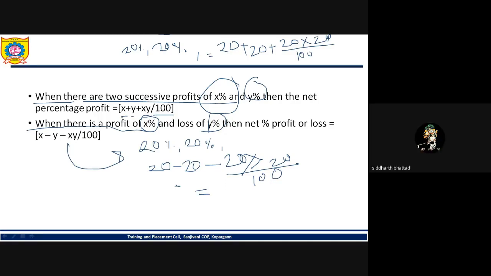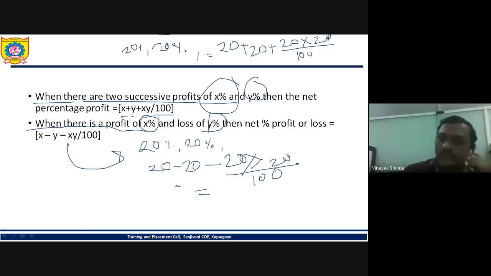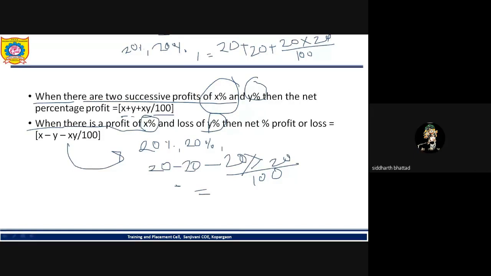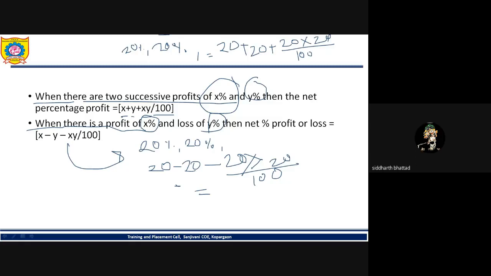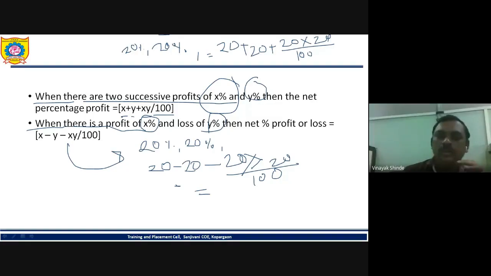Sir, what is X? Why is X not minus here? X is profit. Therefore, the profit term we always take as positive. Y is loss, and as I told you, we always consider loss as a negative value. Therefore, it is X minus Y minus XY divided by 100. This is simple. Formulas are very simple.